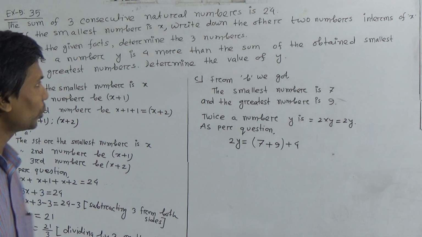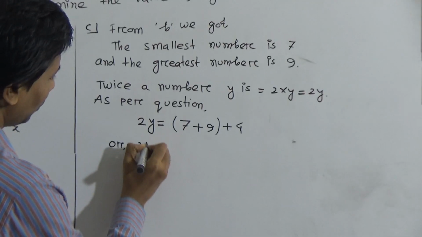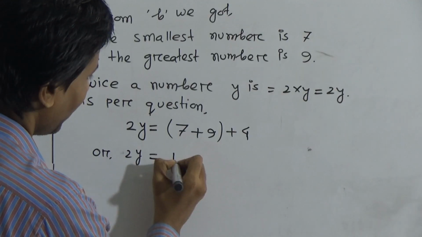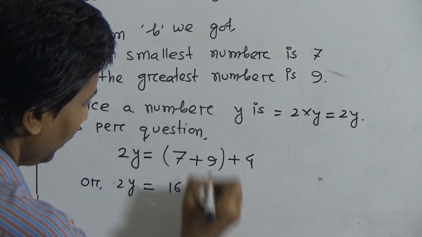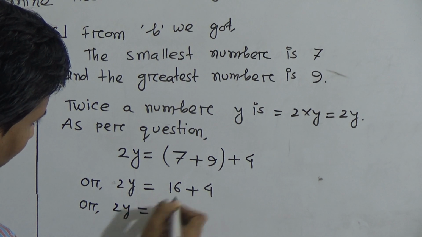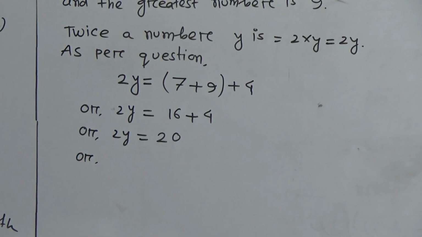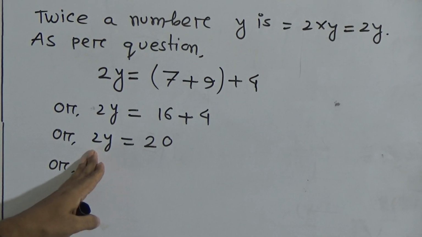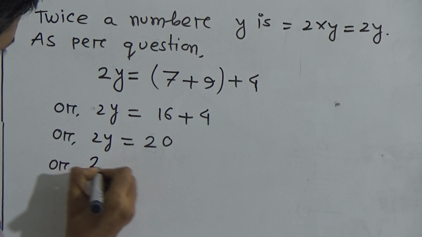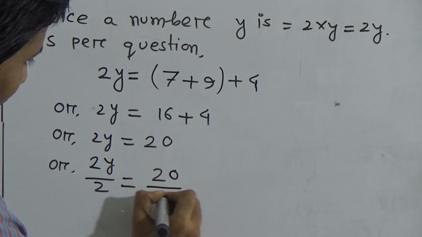Okay, now you have to determine the value of y. Look right here, 2y equal to what? 7 plus 9, this is equal to what? 16. 16 plus 4. Okay, 2y equal to what? 16 plus 4, this is equal to 20. You see here the coefficient of y is 2, so you have to divide both sides by 2. Right here, 2y by 2 is equal to 20 by 2.